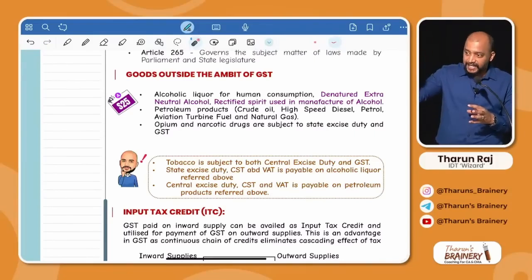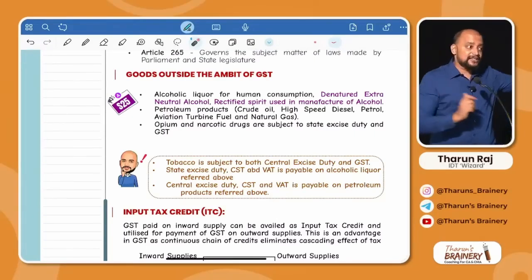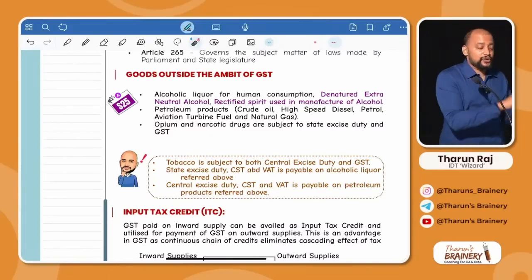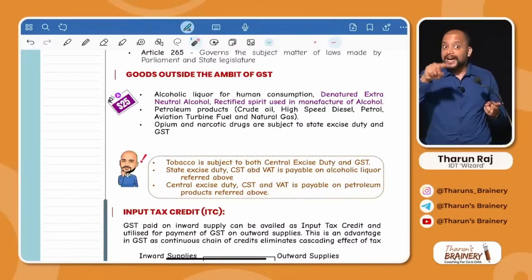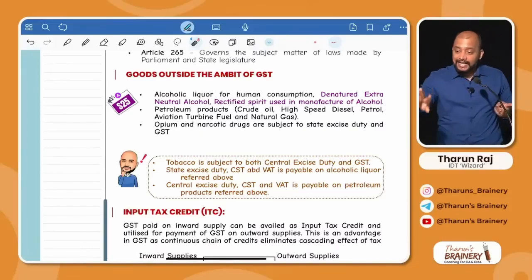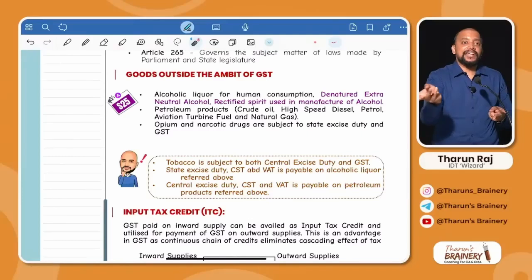The finished product is whiskey, brandy, etc. What we see is the finished product. But the raw material is denatured extra neutral alcohol and rectified spirit. A lot of people buy this raw material and start cooking the liquor. You understood? They don't know how to make it properly and it will fail, and after consuming it, people will die. You understood?